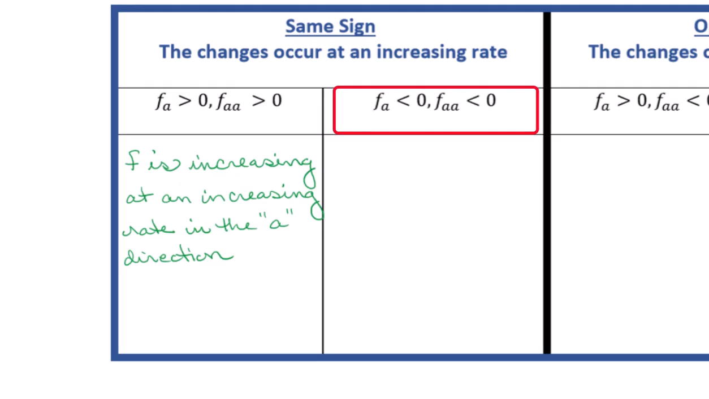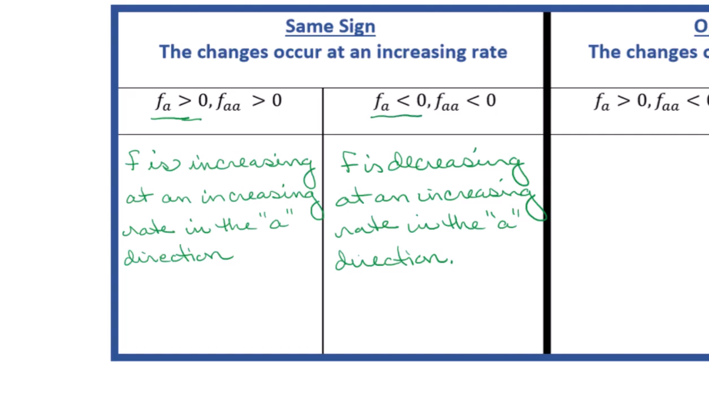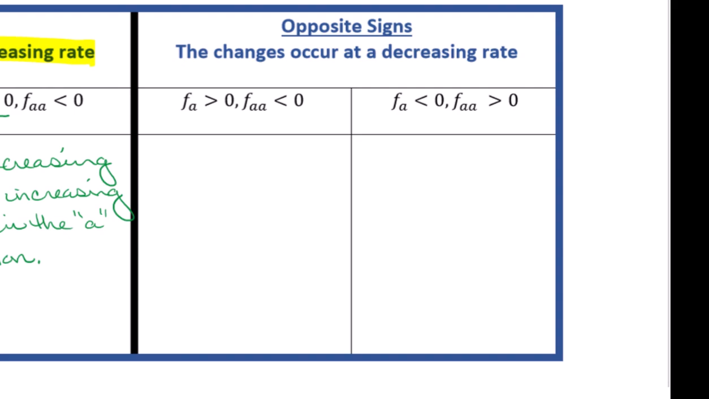If the first order is negative and the second order is also negative, f is decreasing, but at an increasing rate in the a direction. So again, if the first derivative is positive, the function is increasing. If the first derivative is negative, the function is decreasing. But if the first and second orders have the same sign, then that increasing and decreasing is occurring at an increasing rate. What if they have opposite signs?